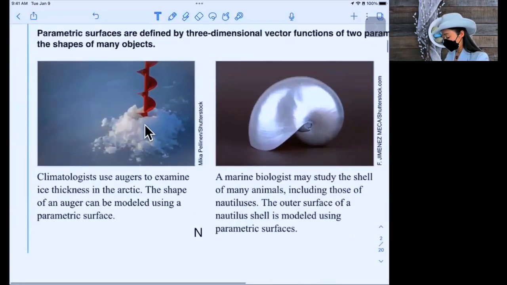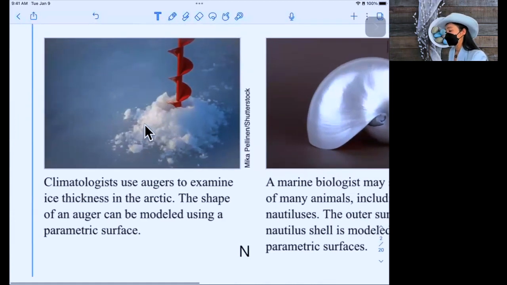For example, let's take a look at the first one. Who wants to read the first one? Benji? Okay, Benji. Primatologists use augers to examine isomorphism of an object. The shape of an auger can be modeled using parameters. Okay, great. So that's the first one.